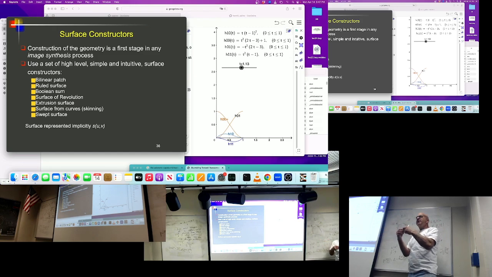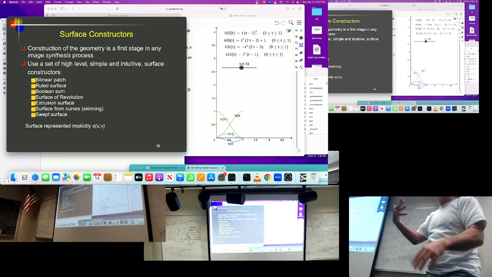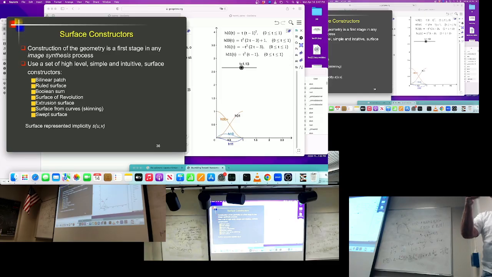The same u and v, by the way, that we are using when we are doing texture mapping, like mapping the texture into a shape, not necessarily a triangle. We are matching the UV coordinate system between the textures. Bilinear patches.